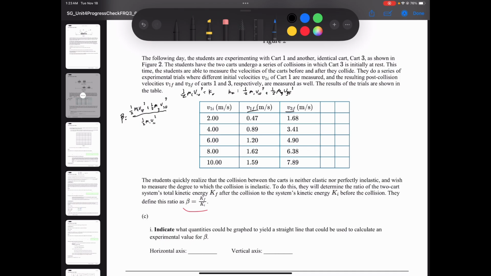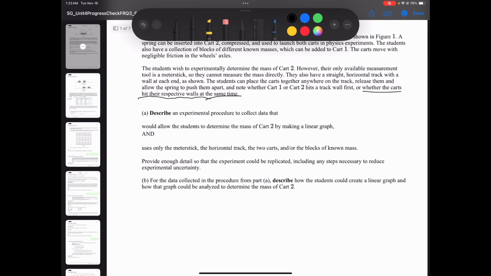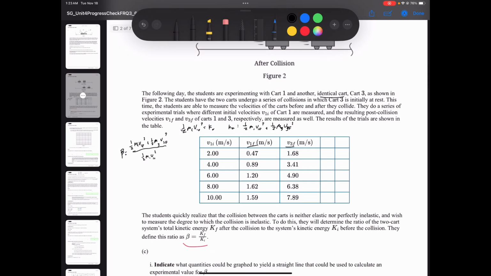So the masses are the same, right? Because that would be a lot more annoying. Does it say that? Yeah, it has to say that. Identical carts. Okay, they have the same masses. All right, so I can basically factor out a 1/2 m, right? So if m1 equals m3, I'm just going to rewrite it as just m. So I can factor out this 1/2 m here and then move it to the other side.